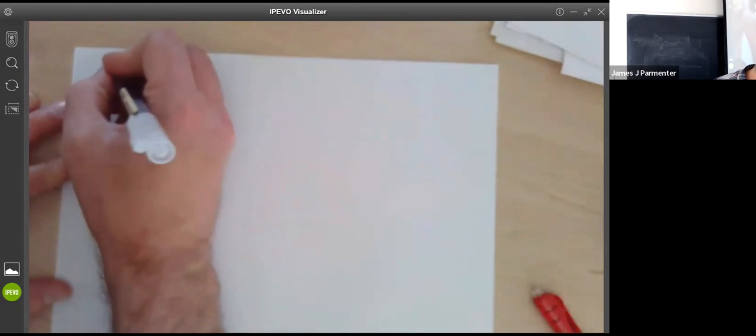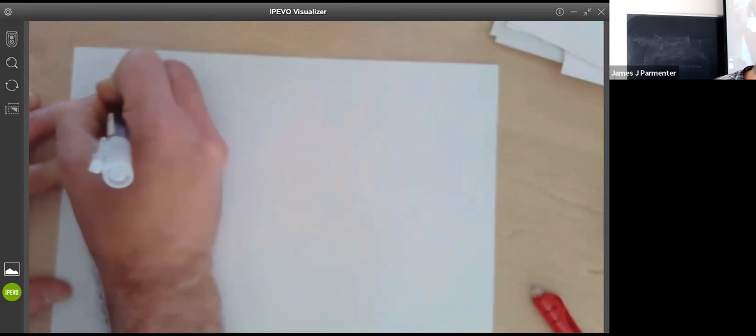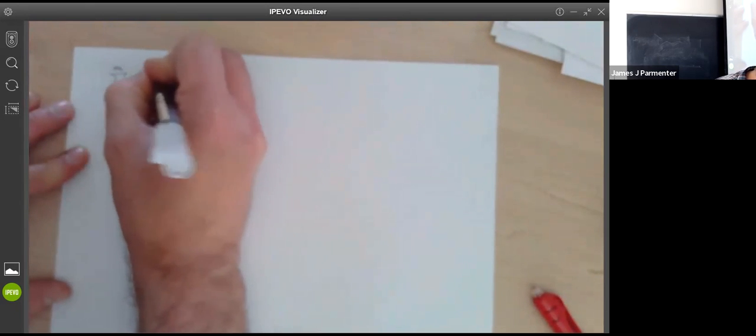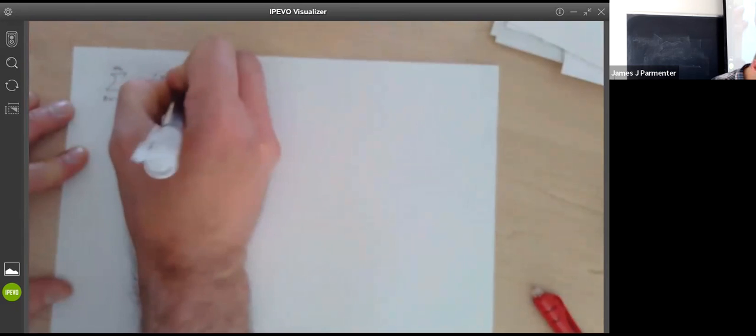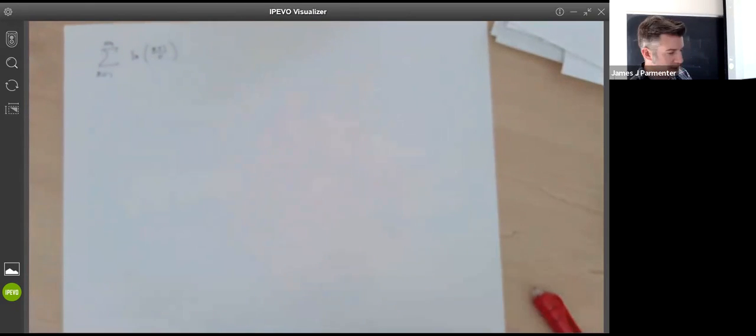So let's look at this series. From n equals 1 to infinity of the natural log of (n plus 1) over n. Oh yeah, go ahead.